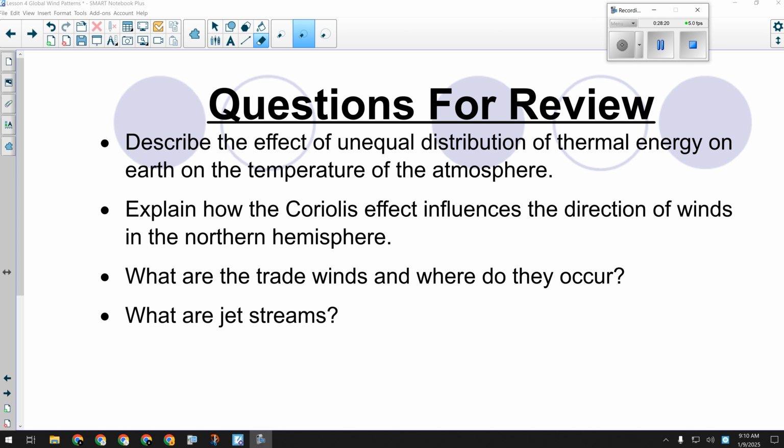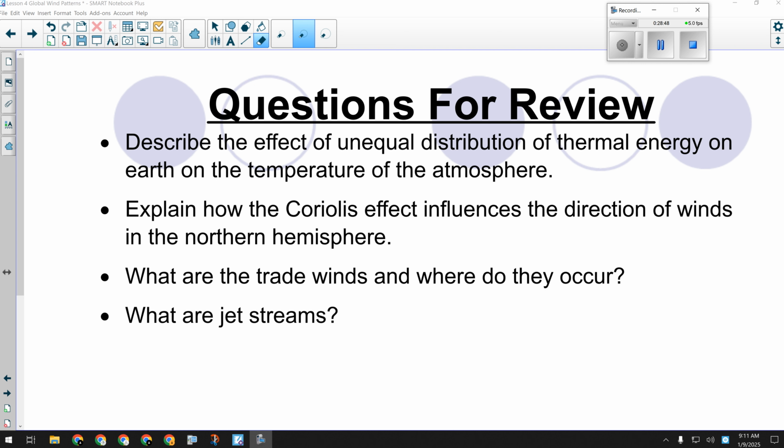All right, let's quickly talk about these here. What's the effect of unequal distribution of thermal energy on Earth and on the temperature of the atmosphere? Well, if it's unequal, it's going to try to balance, and that's going to require convection, also known as wind. When it comes right down to it, it's going to cause winds to blow, because convection is going to occur. The second law of thermodynamics is that. It is a law. It is immutable. It is just going to happen.